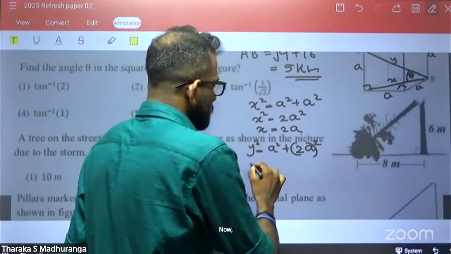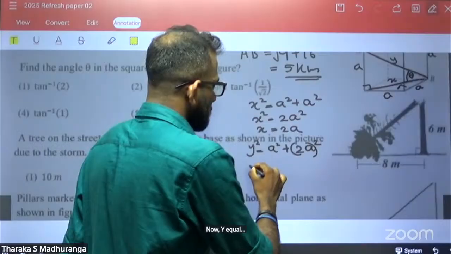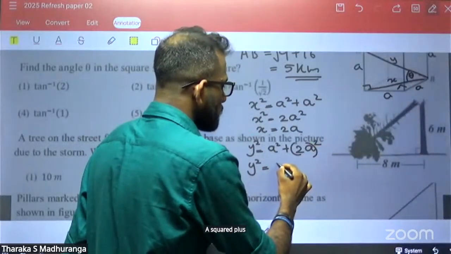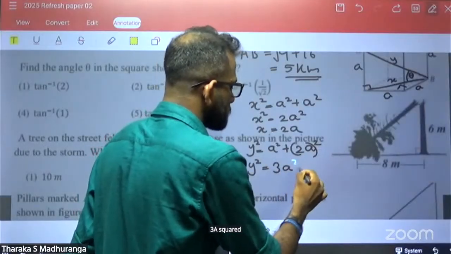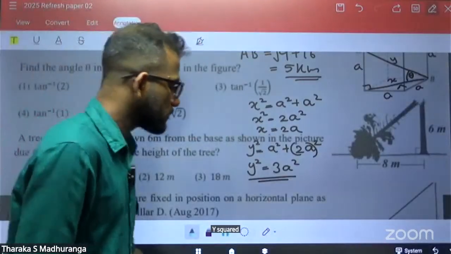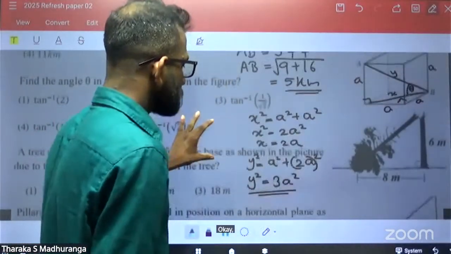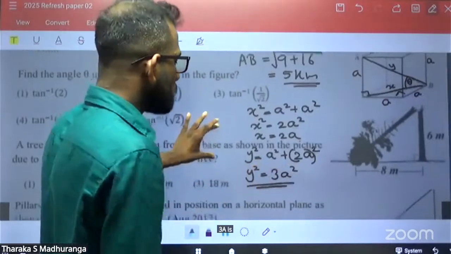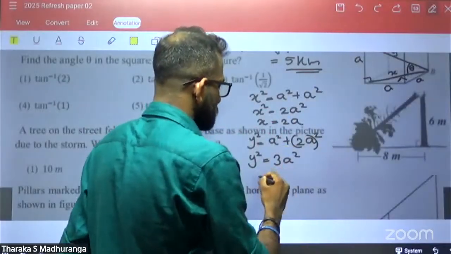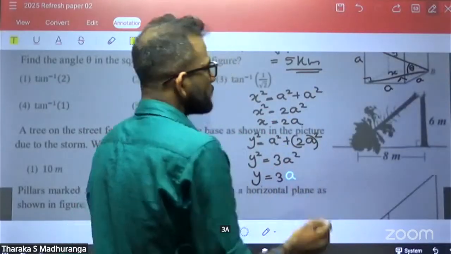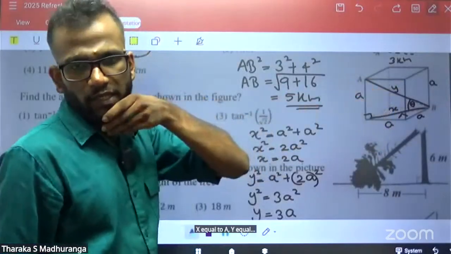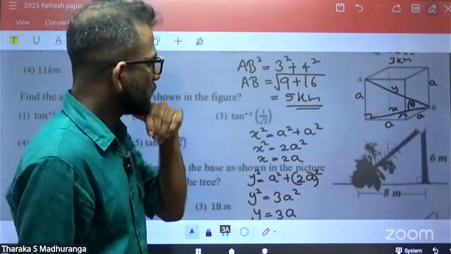Now y squared equals a squared plus 2a squared, that is 3a squared. So y squared equals 3a squared. Taking the square root on both sides, y equals root 3 a. X equals 2a, y equals root 3 a.